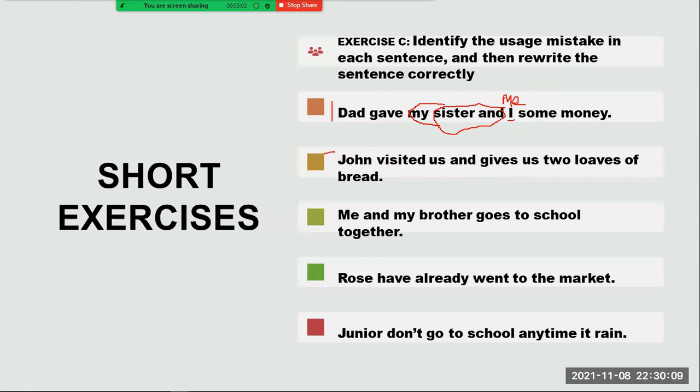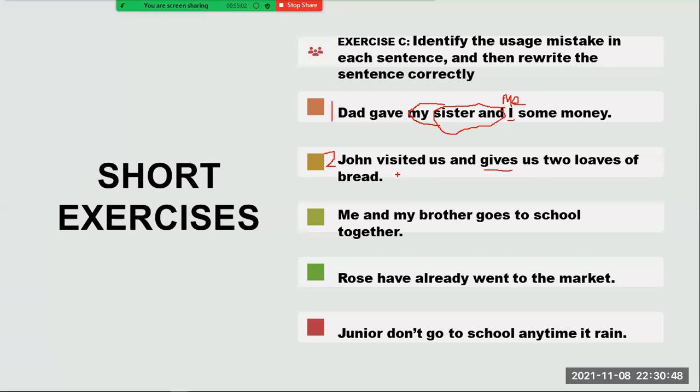Now, number 2. John visited us and gives us 2 loaves of bread. The usage mistake here has to do with the use of the present tense instead of the past tense. You will find a video on sequence of tenses if you browse through this channel, titled Sequence of Tenses in English. That is the rule that is violated here.